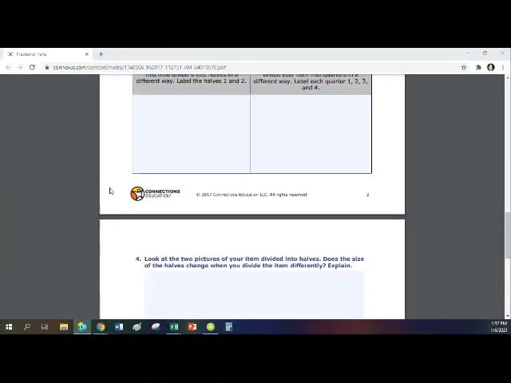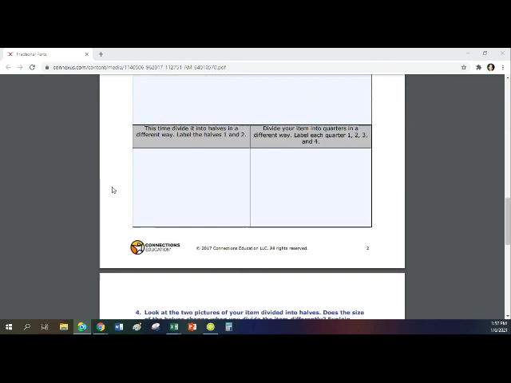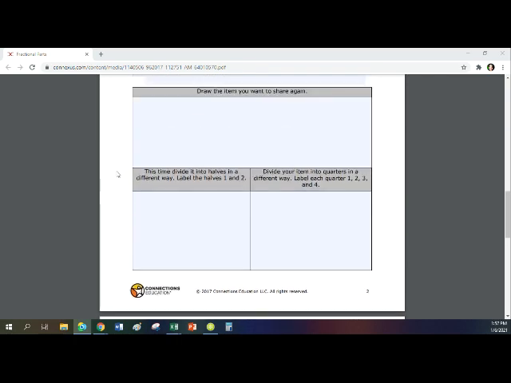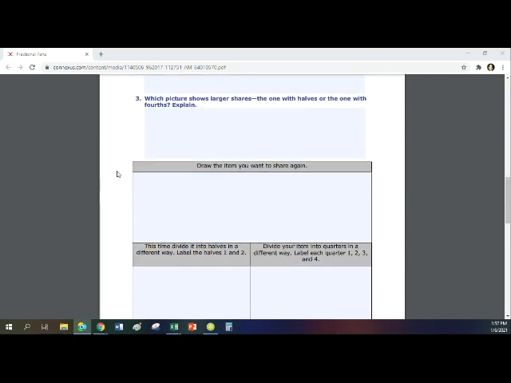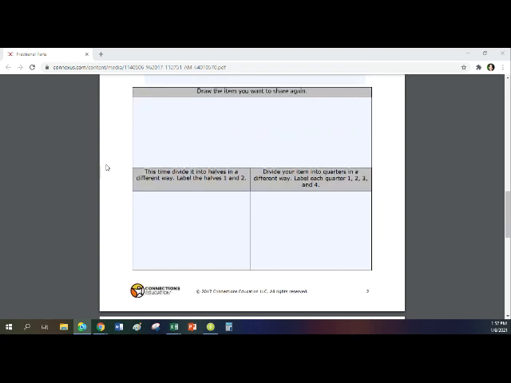Okay, so there's another page. If I look at the third page, oh, actually, it's the bottom of this page. There's another section. It says, draw the item you want to share again. So I'm going to draw my cookie again. But this time, I'm going to divide it into halves a different way and divide it into quarters a different way. So I've got to take my same item, which was a cookie, and I need to divide it differently. But the parts still need to be equal or the same size.